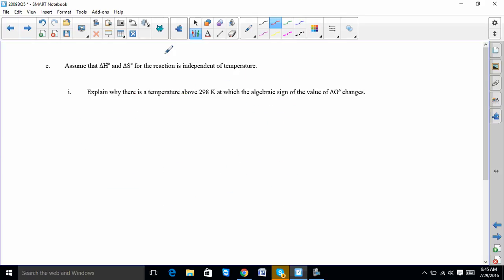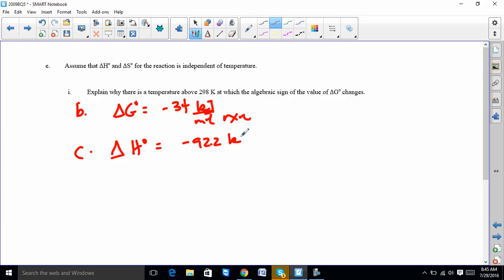Okay, this one. Explain why there's a temperature. So before I begin anything, they told you in part B that delta G was negative 34 kilojoules per mole RxN. And they told you in part C that delta H was negative 92.2 kilojoules per mole RxN. And they told you in part D that delta S was negative 199, I think. I flipped the paper over. Negative 199 joules per mole K. And so the question is, why is there a temperature above 298 at which this changes?